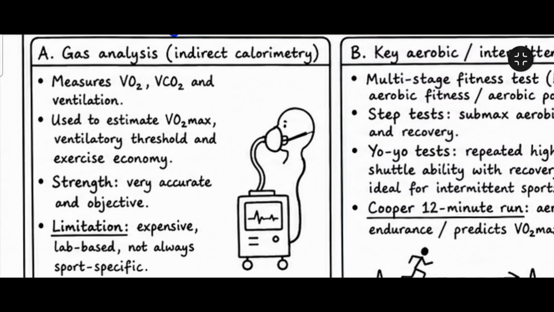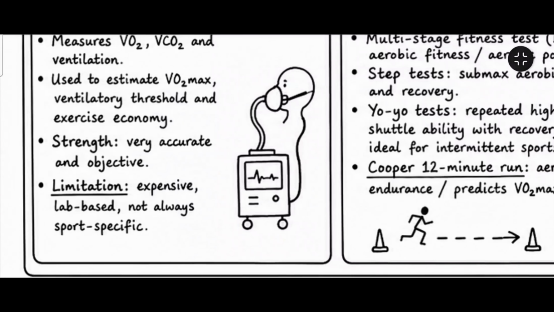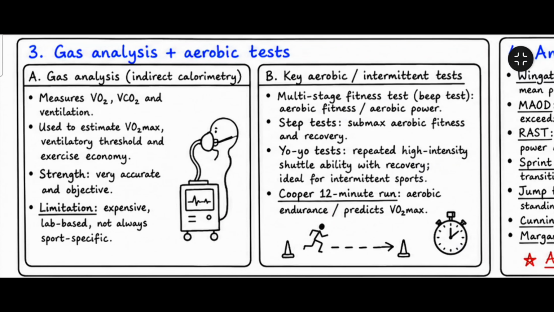The strength of this, though, is that it's very accurate and objective, but the limitation is that it's expensive, it's based in a lab, and it's not always sports specific. The bleep test or the beep test or the multi-stage fitness test measures aerobic fitness or aerobic power and the ability to keep working as speed increases. The way it works is you have 20-meter shuttles, and then the speed increases at each level. Basically, you're running in between the shuttles, that 20-meter distance, and the speed is increasing progressively, and then you stop when you can't keep up, and then the score is calculated.